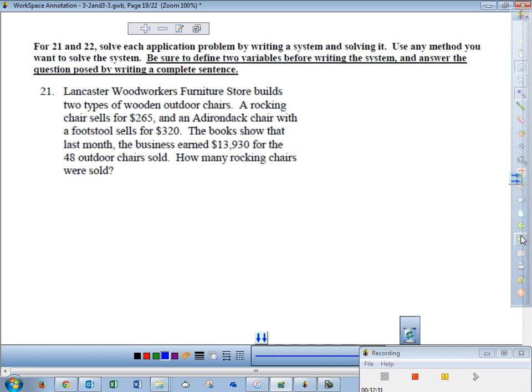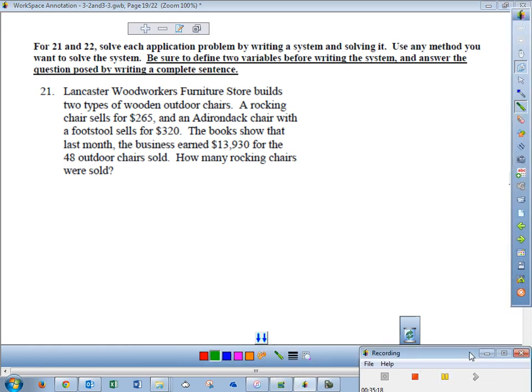So read this problem quick. Let's see what happens. Once you read it through, find the question that they are asking you. It is not that difficult to find the question. They want to know how many rocking chairs were sold. They also have a hard-to-pronounce type of chair, an Adirondack chair. I don't care what that means. It's just a different kind of chair. We've got rocking chairs and hard-to-pronounce chairs. Cool? Do we know anything about them?